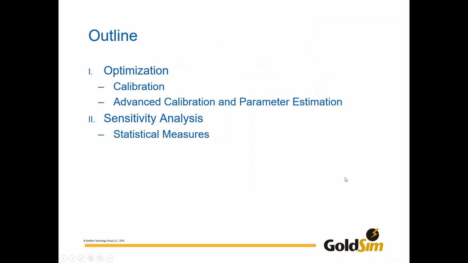All right, so this first slide just shows a brief outline of what we're going to cover today. We're going to start out by talking about optimization and specifically calibration, or using mathematical optimization for calibration. And then we're going to talk about some advanced calibration techniques and how you can use these with GoldSim. And finally, we'll end up with sensitivity analysis and statistical measures in GoldSim, which are complementary topics to optimization and calibration.